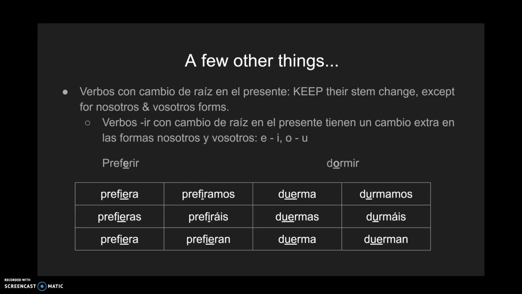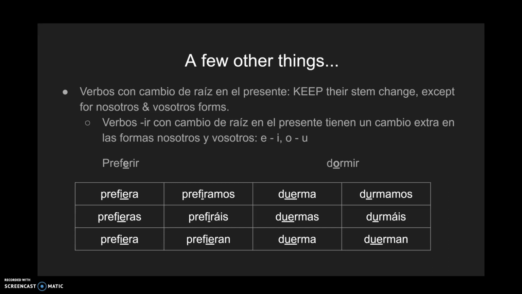Verbos con cambio de raíz en el presente, so stem changes in the present, keep their stem change except for nosotros and vosotros forms. However, there's a bit more of an additional difference with verbos IR, verbs with stem change in the present. They do have an extra stem change in the nosotros and vosotros forms in the subjunctive. So the nosotros and vosotros forms go from E a I and from O a U.